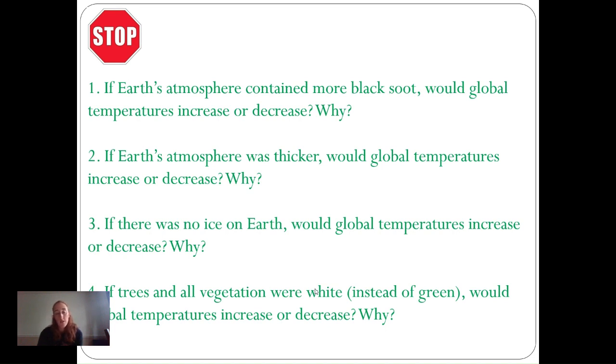The second question, if Earth's atmosphere was thicker, would global temperatures increase or decrease, and why? If there was no ice on Earth, would global temperatures increase or decrease, and why? And if trees and all vegetation were white instead of green, would global temperatures increase or decrease, and why? So as always, feel free to pause, come back when you're ready to move on.